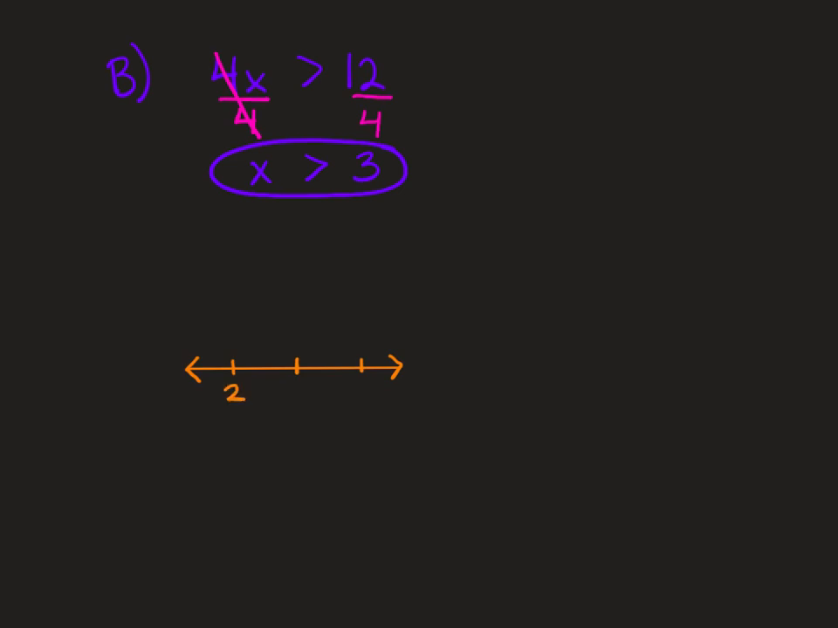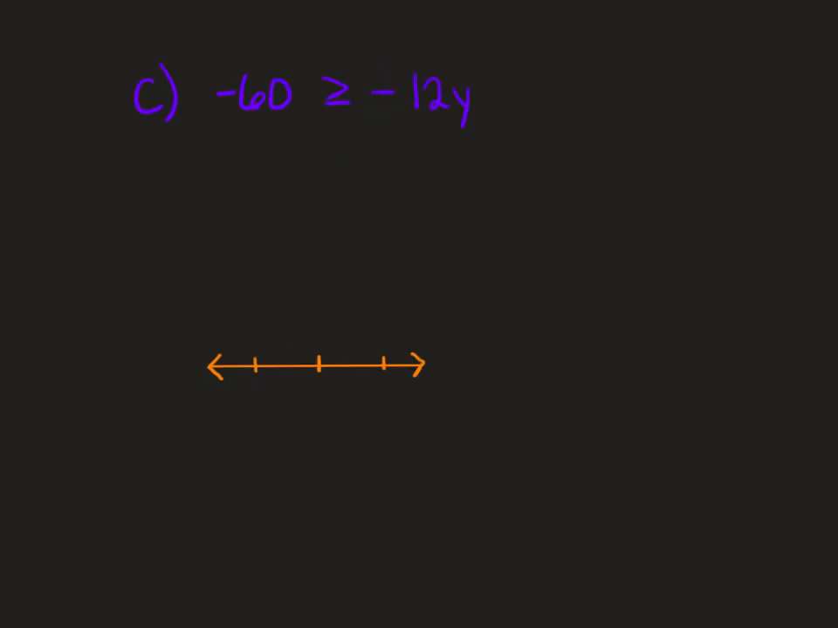So we have 2, 3, 4. I'm going to graph this. It does not have a line, so we don't shade it in. And x was greater than 3, so we go to the greater side, which is to the right. And we're done with that problem.